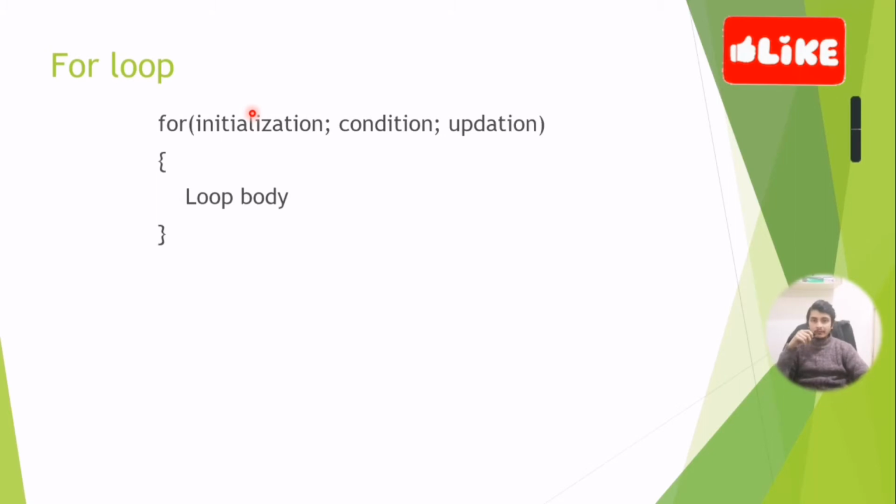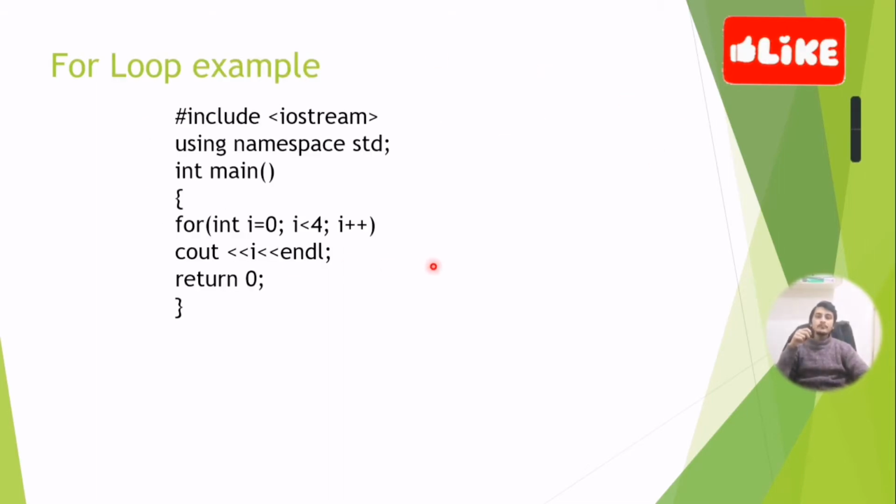For loop. We will learn the syntax of writing for loops: initialization, condition, and then updation, and then we will write the loop body. We will understand this syntax from an example. Include iostream, using namespace std, int main, the same standard procedure, and then we will write the for loop. For int i = 0 is the initialization. This is the condition, and this is the updation of that loop.